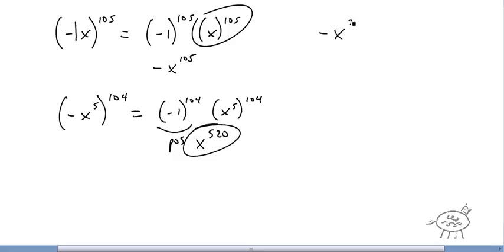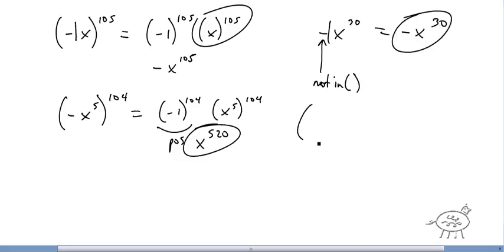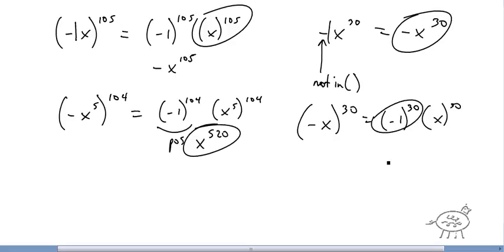What about negative x to the negative 30th? Let's make it -x to the 30th. Well, it's an even power, but that is not in parentheses. So that is like saying negative 1 times x to the 30th, which is just negative x to the 30th. It doesn't change. That's different than this, guys. That's completely different. Now you're saying (-1) to the 30th, times x to the 30th. That's positive 1. The answer is x to the 30th. So watch that. Watch the parentheses. Very important.